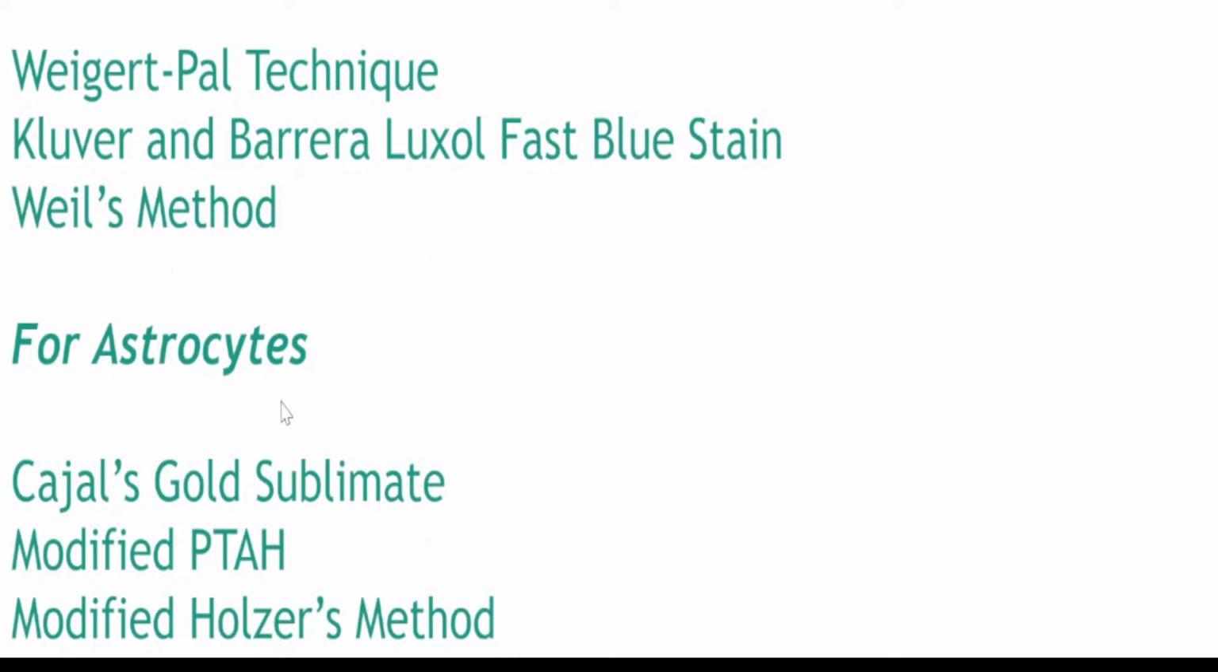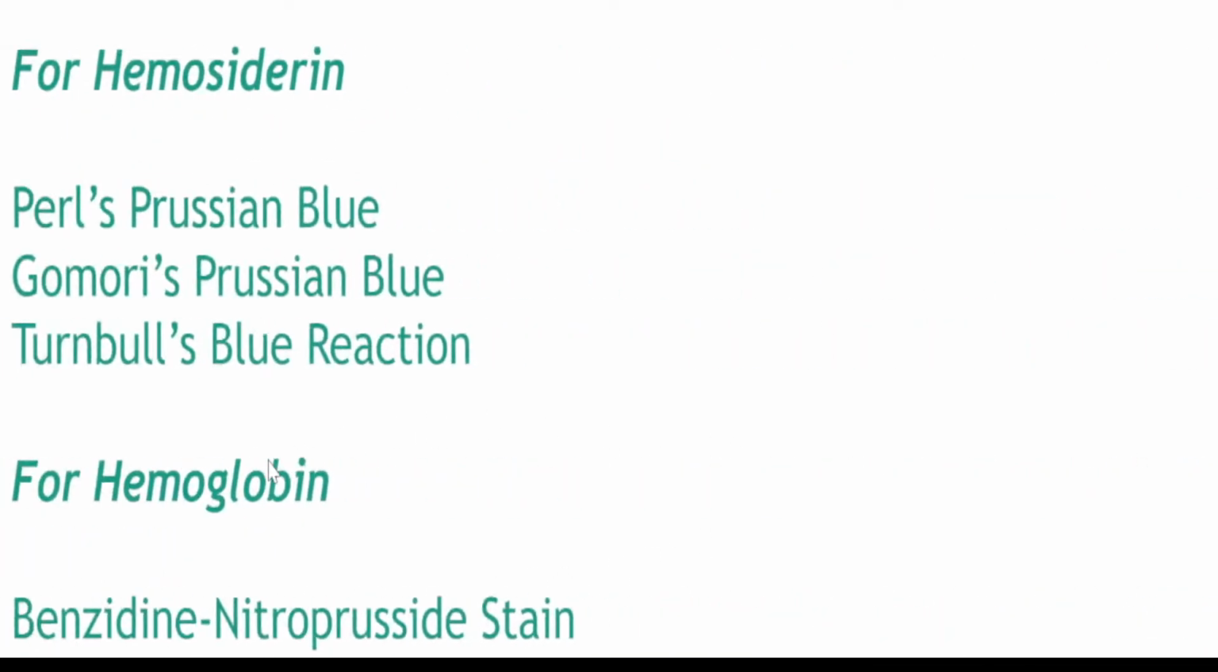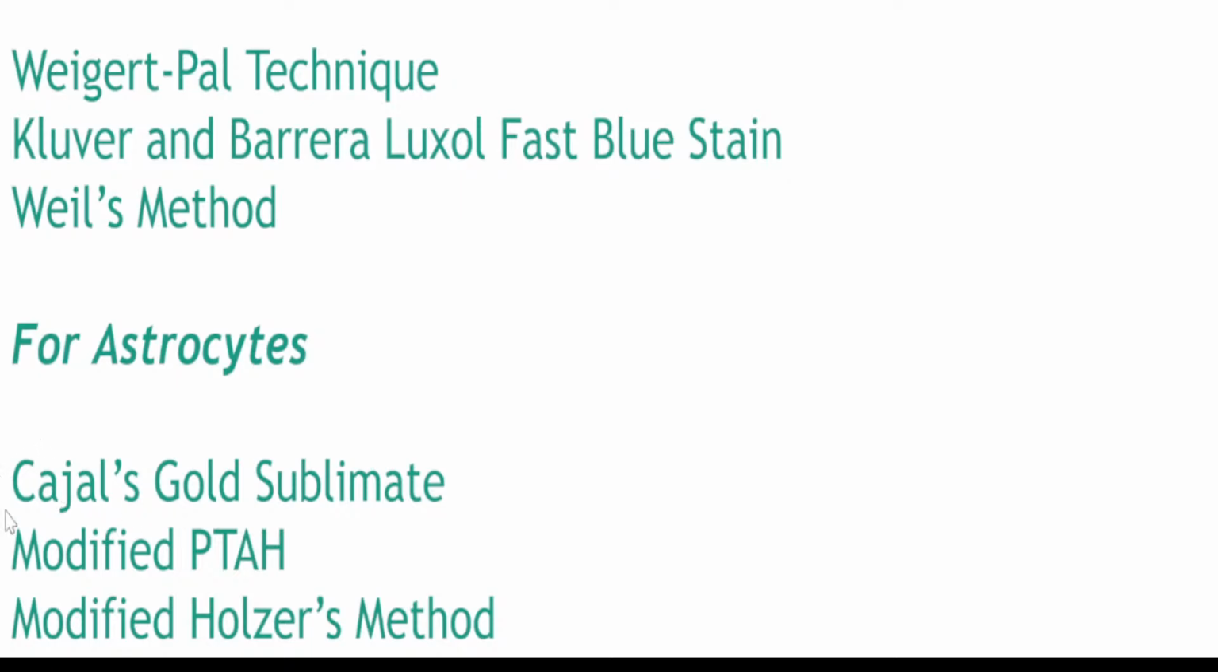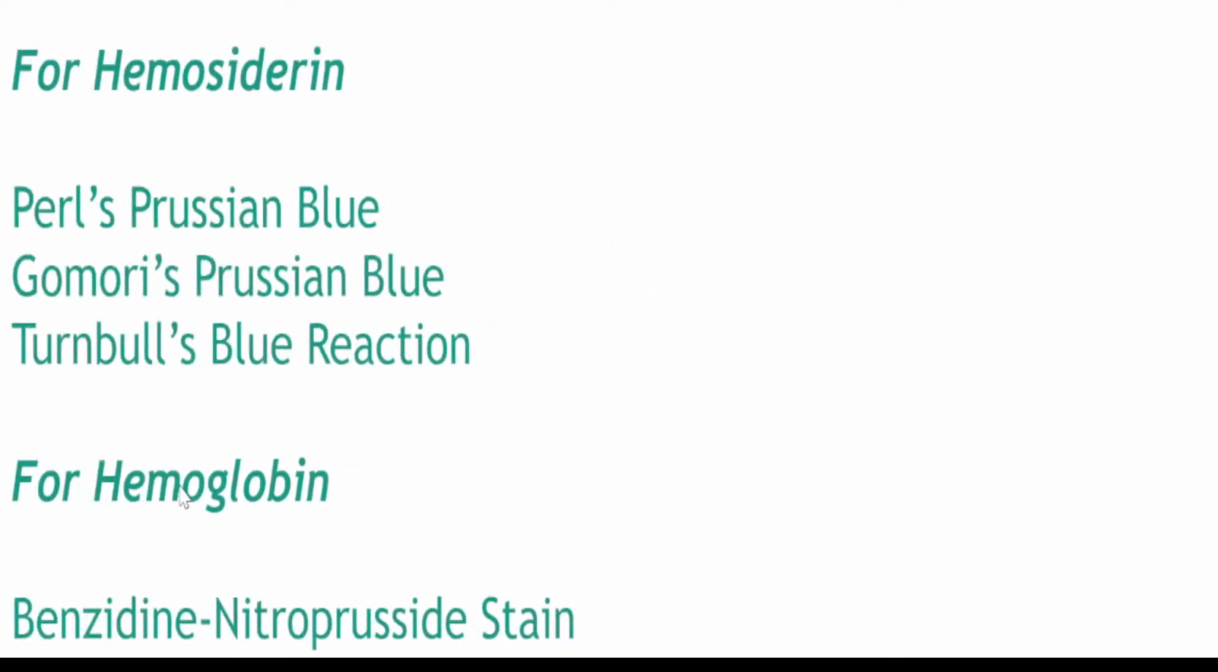For astrocytes, those star cells, they're not phagocytes, they're star cells. Basically they stain neurons in the peripheral nervous system. So we have Cajal's gold sublimate, modified Ta, and Holzer's method. I want you to remember Cajal's gold sublimate because I've seen that not in board exams but mostly in exams that I've taken in the Philippines.